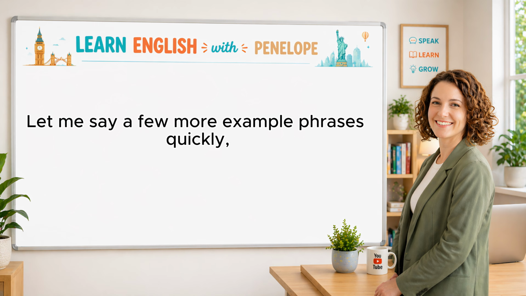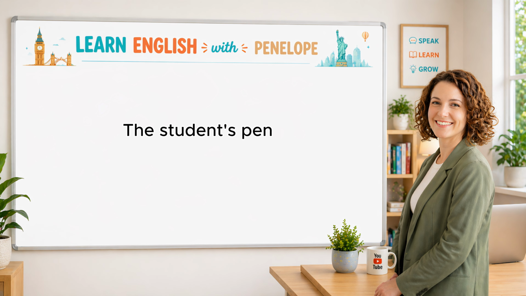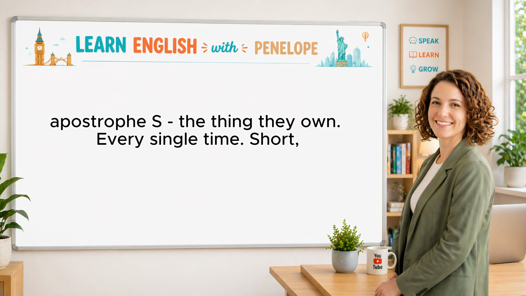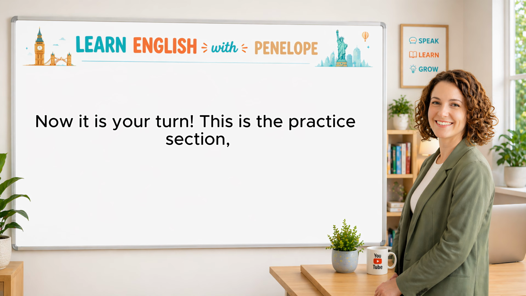Let me say a few more example phrases quickly, so your ear gets used to hearing this pattern. The student's pen, my sister's birthday. The bird's nest, our neighbor's garden, the child's toy. Can you see the pattern? Person or animal. Apostrophe S. The thing they own. Every single time. Short, clear, and powerful. Now it is your turn.